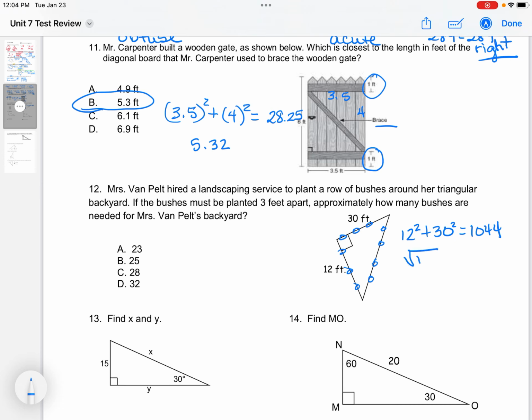Okay, but we're doing an approximate, so I'm going to say the square root of 1044 is about 32, because I'm adding 30 plus 12 plus 32. That's my perimeter. That's going to be 74. And then I'm dividing by 3 feet because I'm only planting bushes every 3 feet. And so that's going to be, of course, 24.